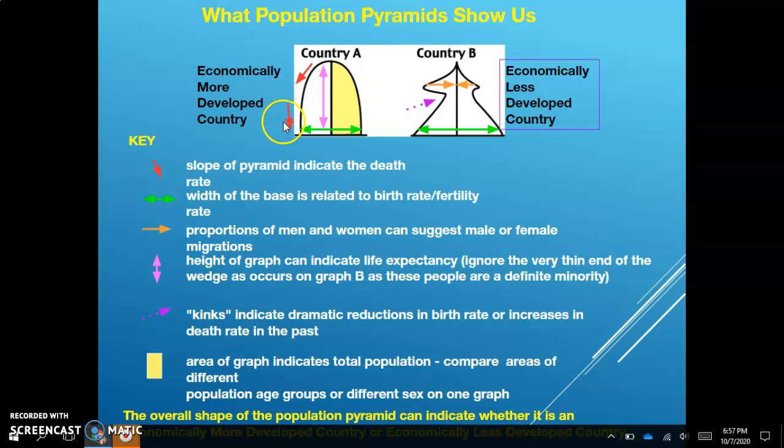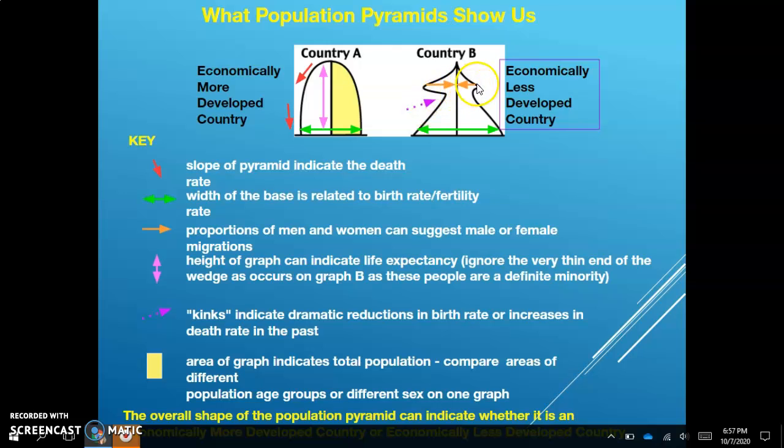So our death rate is just how many individuals in the population are dying. The width of the base is related to the birth rate and the fertility rate, because remember, on the bottom we have our youngest ages. So the wider the base, the more babies we have.